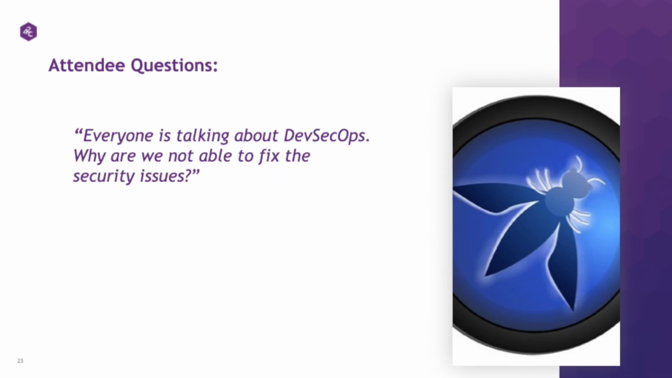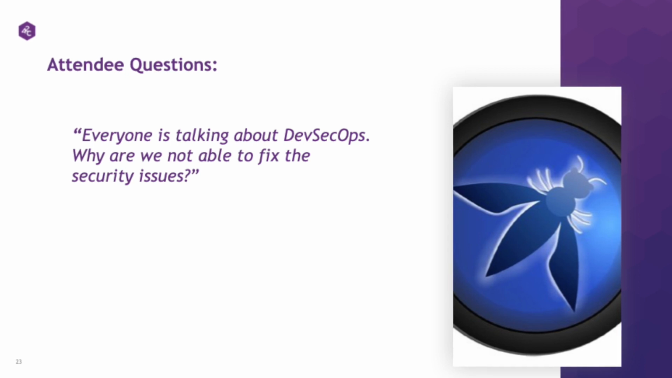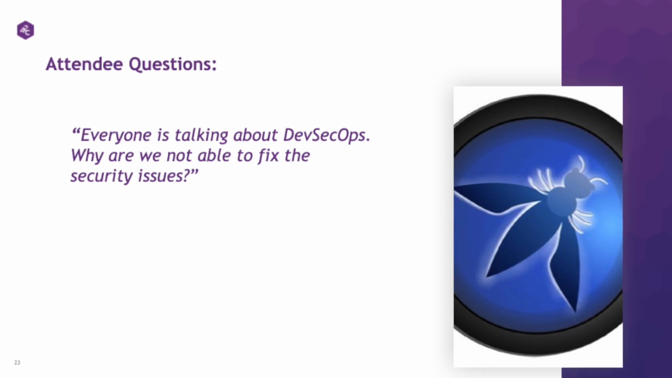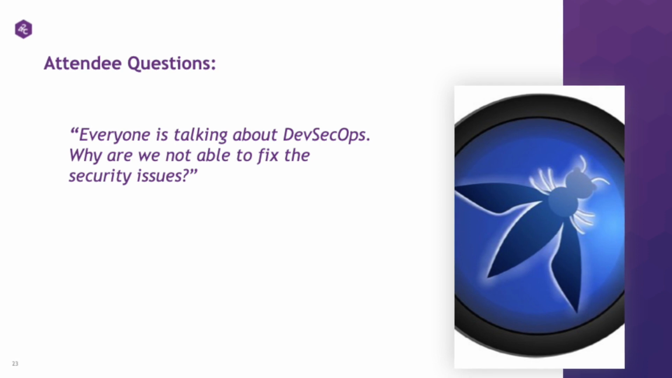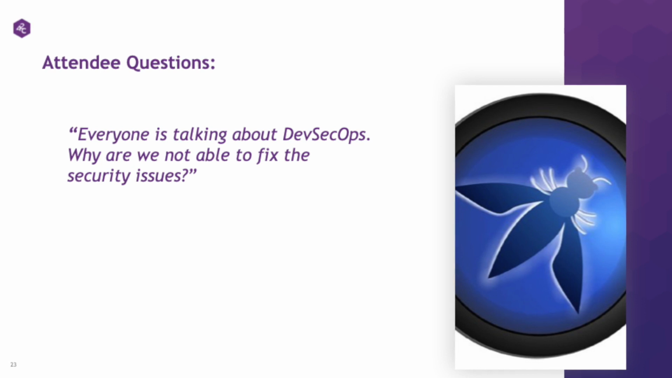Amal's got a question on DevSecOps and why we're not able to fix security issues. I think we're definitely making progress as an industry. When I think about 10 years ago, hardly anybody was talking about software security, and people were producing very, very vulnerable code. If you consider today how much more code we're producing, relatively the code is definitely more secure. We're definitely making progress on this.